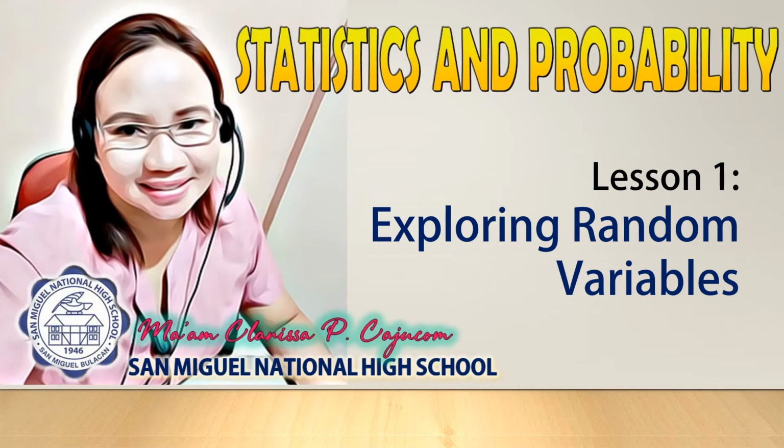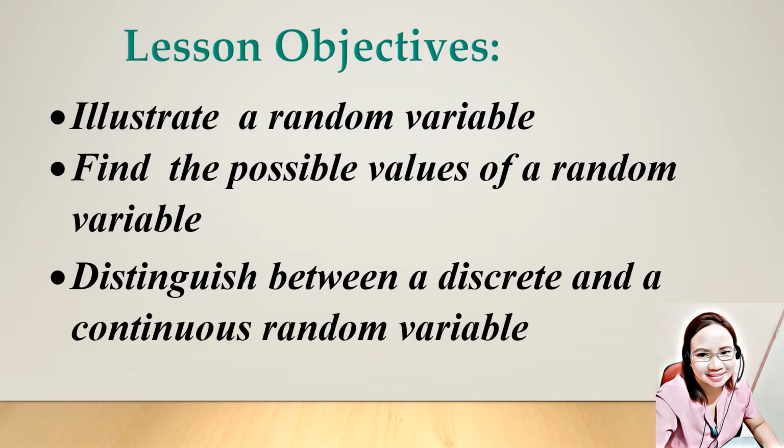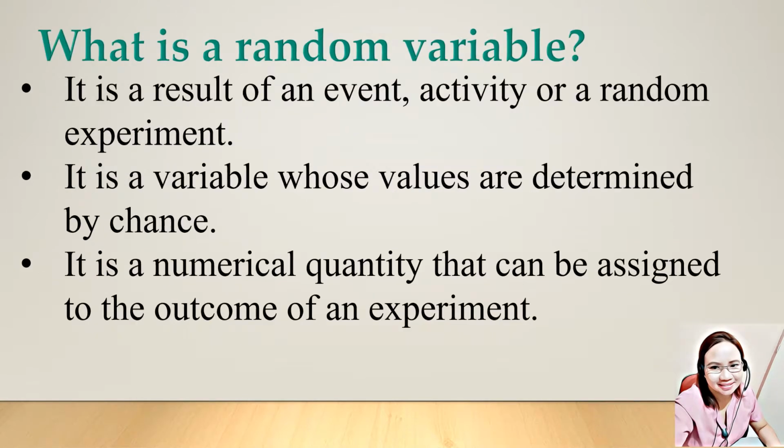For today, we will discuss the first lesson for third quarter, and this is about random variables. For today's lessons, here are our objectives. First, illustrate a random variable. Second is find the possible values of a random variable and distinguish between discrete and continuous random variable.